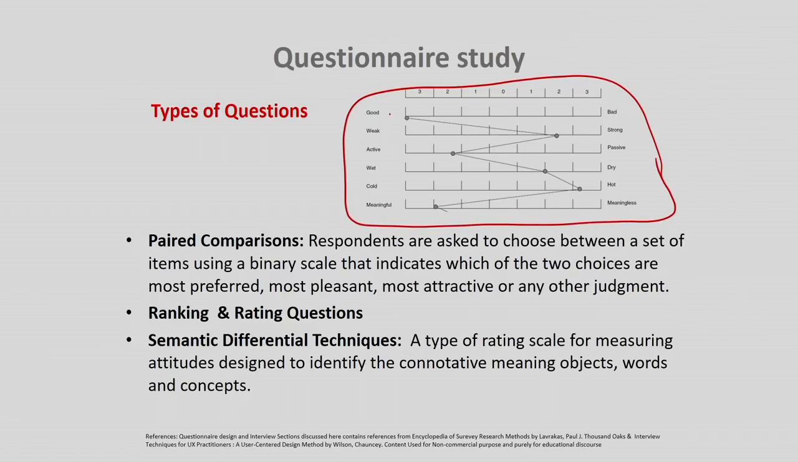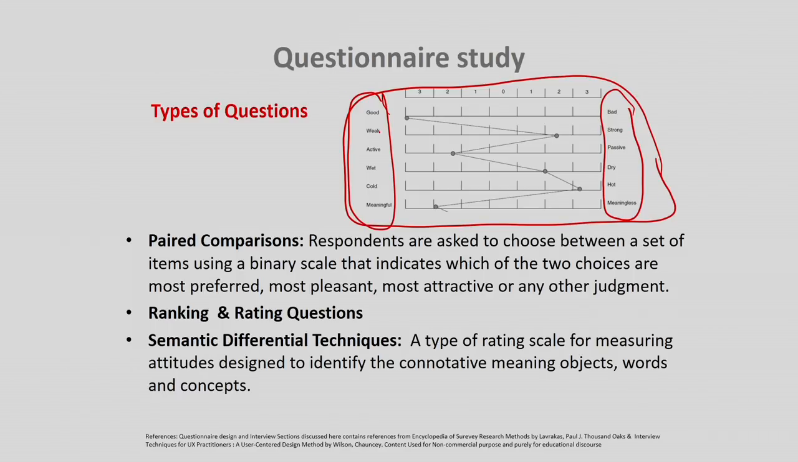Now, all the features of this scale are bipolar. It is a bipolar rating scale, where the extreme ends of the scale have two semantically different items. Semantics means meaning-wise different, which are opposite in nature.